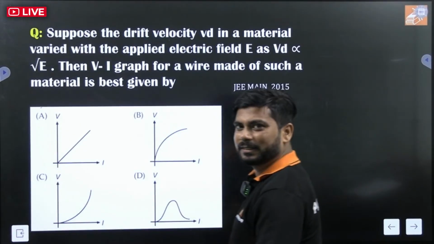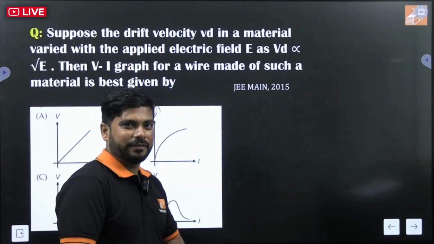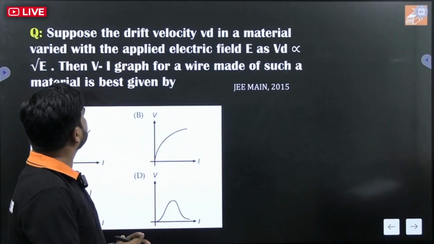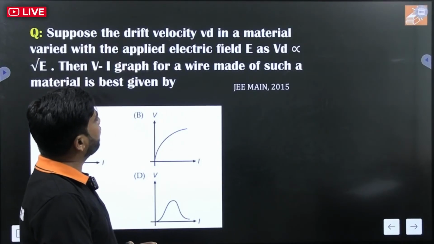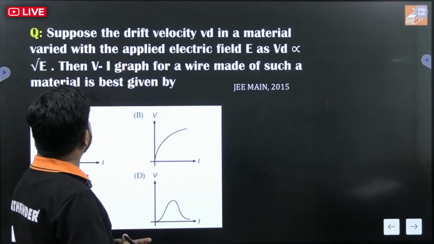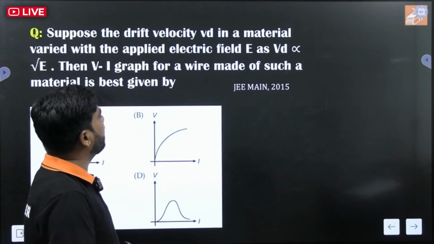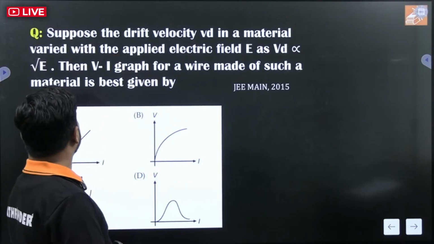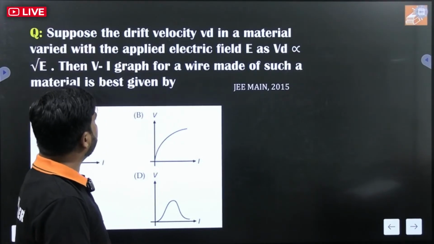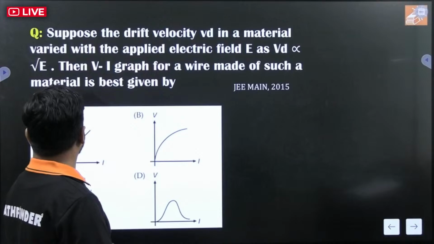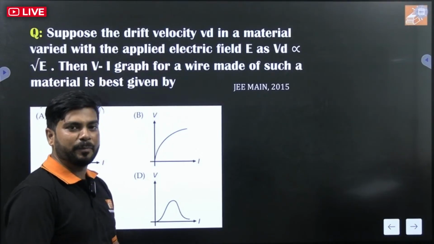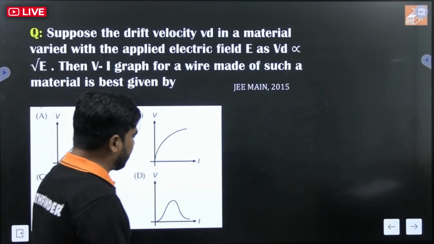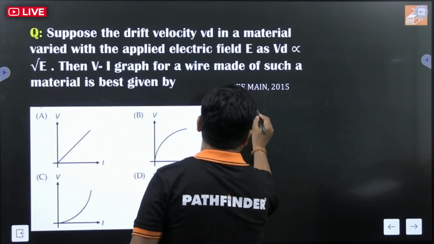Let's see some question based on the graph. Now in this question, suppose the drift velocity Vd in a material varied with the applied electric field E, as Vd is proportional to root E. Then the VI graph for a wire made of such a material is best given by. So you have to draw the VI curve where the relation is given with the drift velocity Vd.